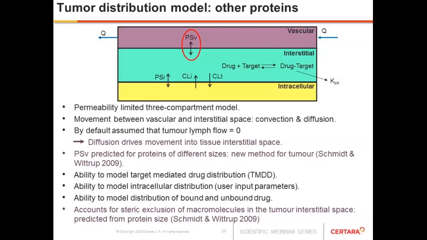We've also accounted for the potential for exclusion of macromolecules in the tumour interstitial space, and this is really due to the changes in the expression and composition of the interstitial environment, for example, increased levels of collagen and an impaired structure really in terms of the arrangement of different fibers within the interstitial space, which is less organized, creating a sort of gel-like structure, which is actually a barrier to distribution of larger molecules. And again, this can be predicted based on the protein size and knowledge of that structure, and we've implemented a method to predict that as an automated calculation, again based on the publication by Schmidt and Wittrup 2009.